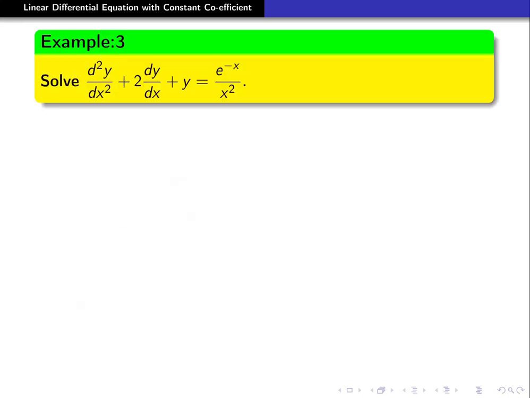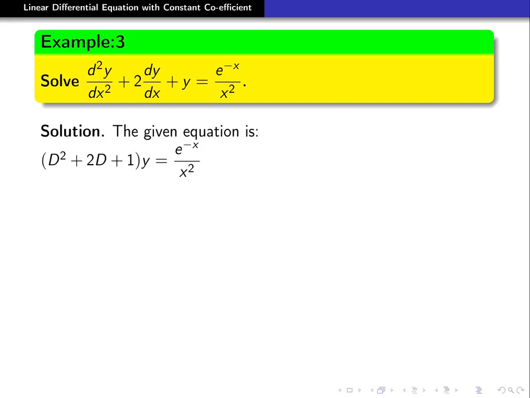So next, problem number 3. d square y by dx square plus 2 into dy by dx plus y is equal to e power minus x divided by x square. So this is the given problem.